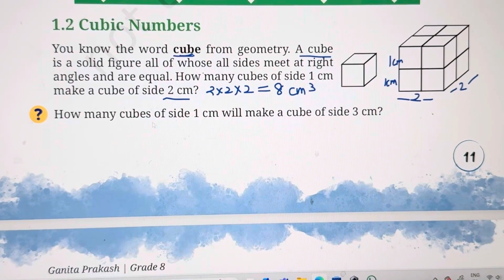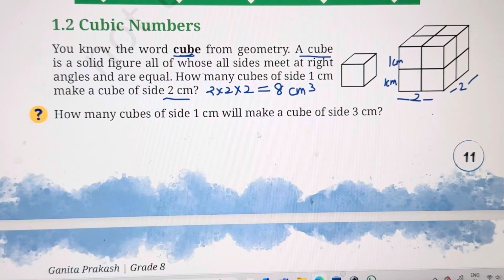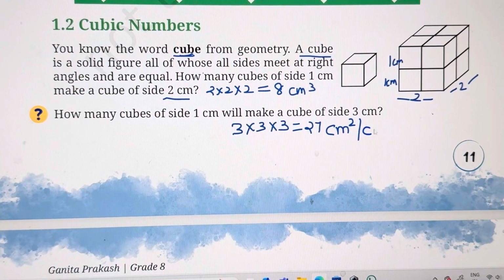So if I want to know how many cubes of side 1 centimeter will make a cube of side 3 centimeter, I'll multiply 3 into 3 into 3. So 3 3s are 9 and 9 3s are 27 centimeter cube. Or you can even write cubic centimeter if you're finding the volume of that particular object. Okay.